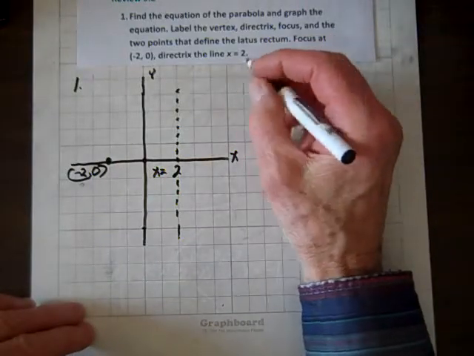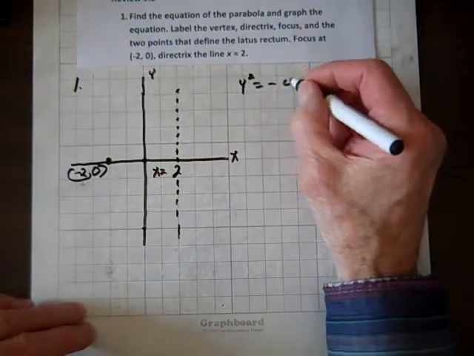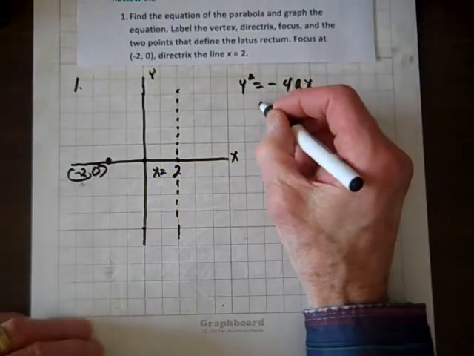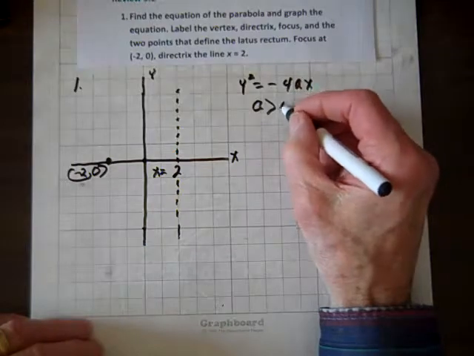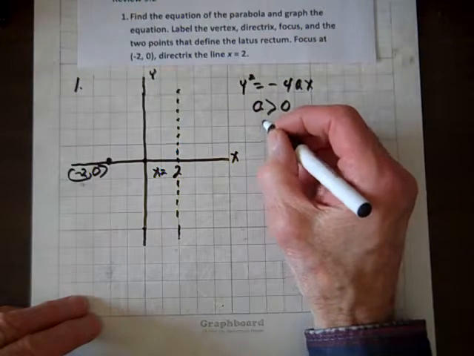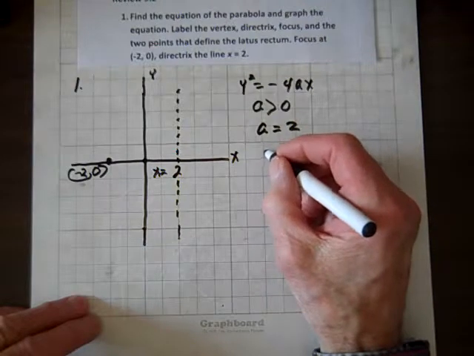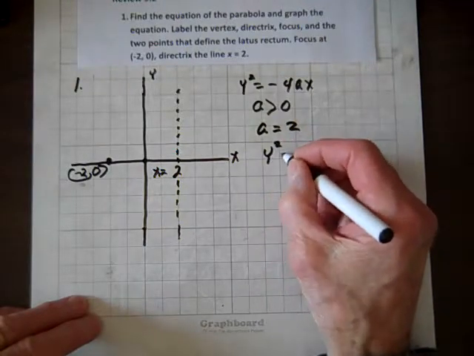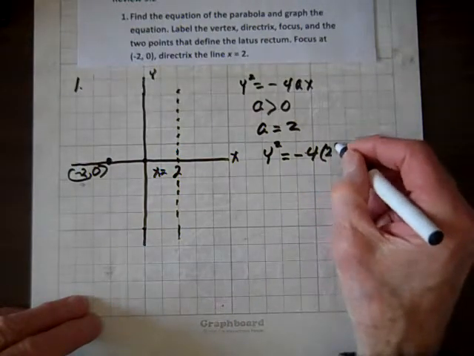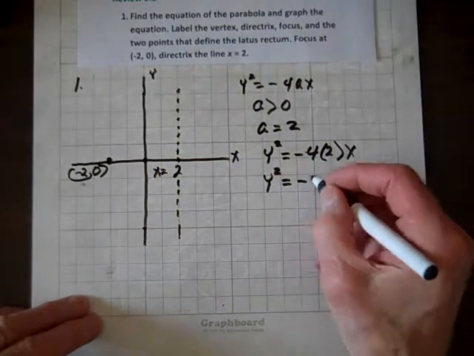Now, the equation we're going to need is y squared equals negative 4ax, where a is always positive because a is a distance. It's the distance from the vertex to the focus. So then a equals 2. Now we know this much. y squared equals -4 times, and since a is 2, 2x.